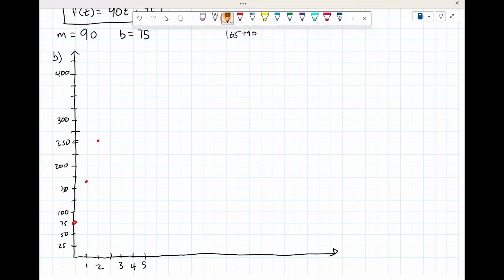So 255 plus 90 is equal to 345. So I'm going to find 350 and go a little below that. So 350 would be here. I go a little bit below that. And by the way, I noticed that I mislabeled my x-axis, so I'm going to change that so it's correct.